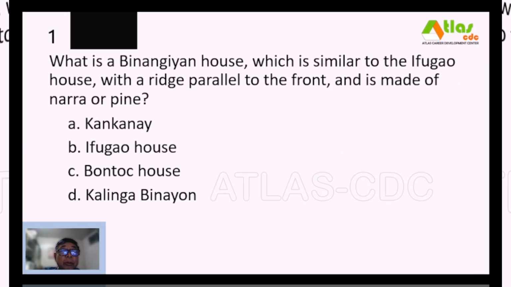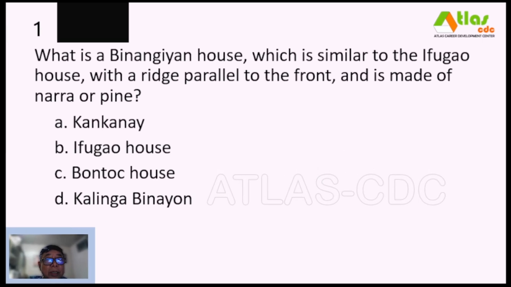So question number 1. What is a binangian house, which is similar to the ifugao house, with a ridge parallel to the front and is made of nara or pine? A. Kankanay, B. Ifugao house, C. Bontok house, and D. Kalinga binayon.